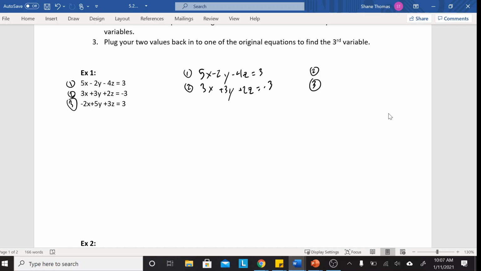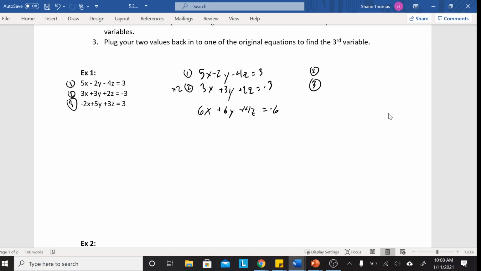Looking at that, 5 and 3 aren't factors of each other, and 2 and 3 aren't factors of each other for y. But looking at the z term, I can multiply the second equation by 2, and that's going to cancel out my z's. Let's go ahead and do that. Multiplying the second equation by 2 gives me 6x plus 6y plus 4z equals negative 6.